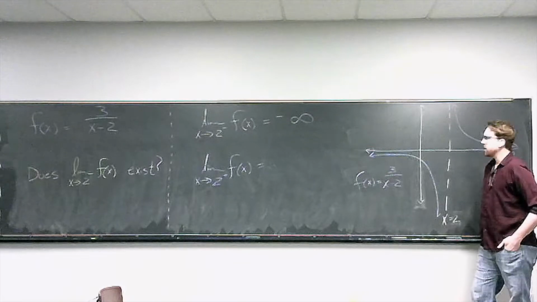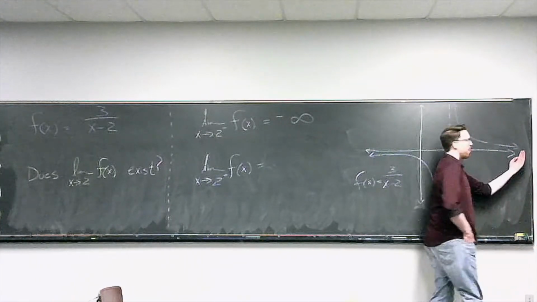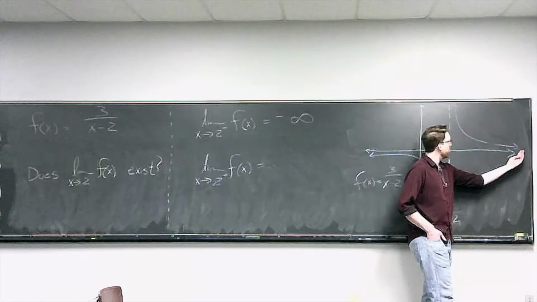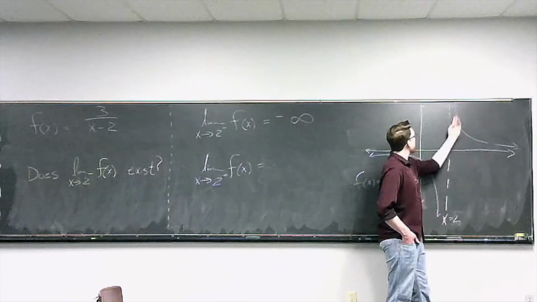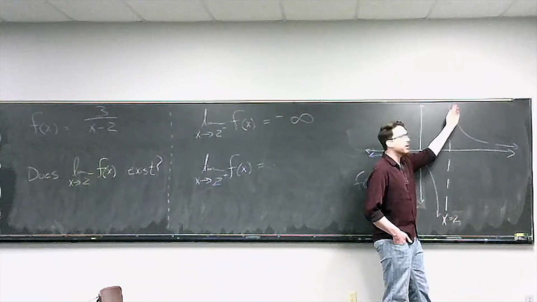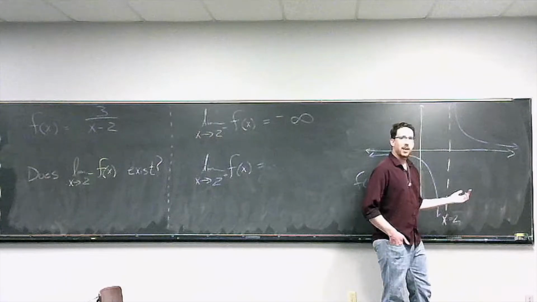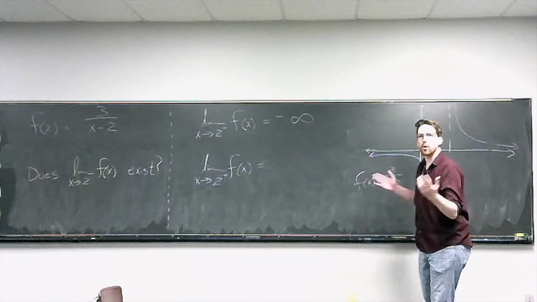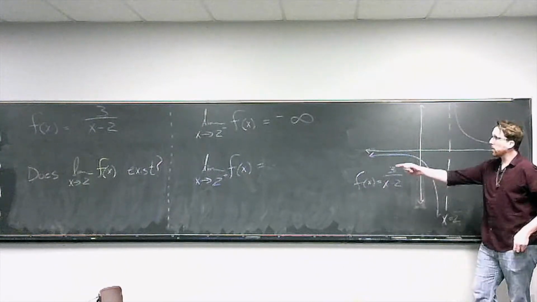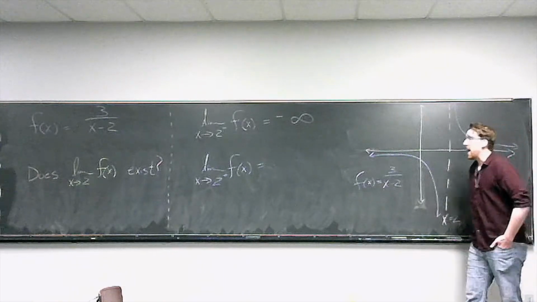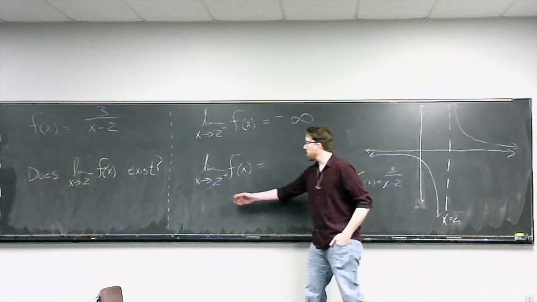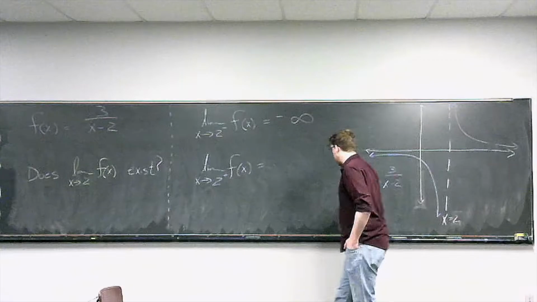On the other hand, coming at it from the right, well, here we're just going to go up forever. And we're never going to end. Just going to keep going and going. So we would say that the limit as x approaches 2 from the right is equal to infinity.